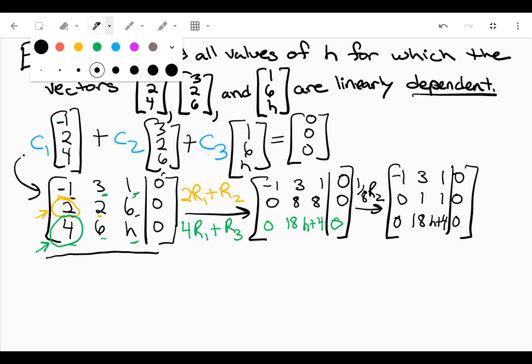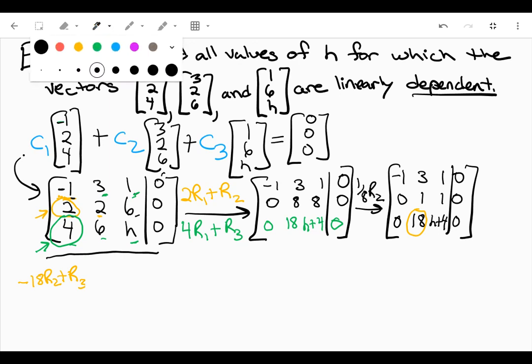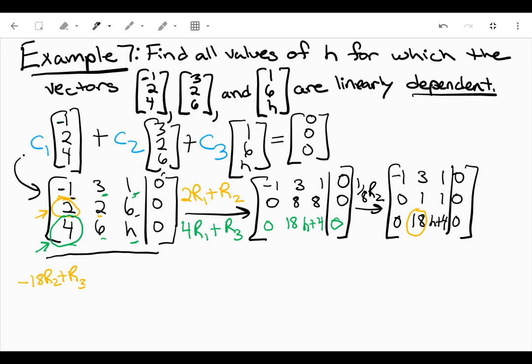So now I want to focus on getting a 0 in this position right here. So to do that, I'll do -18 times row 2 and add that to row 3. This is really kind of lagging from when I actually write these. Okay, here we go. So it's row 3 that's going to change. So I'm going to carefully copy down row 1 and row 2.